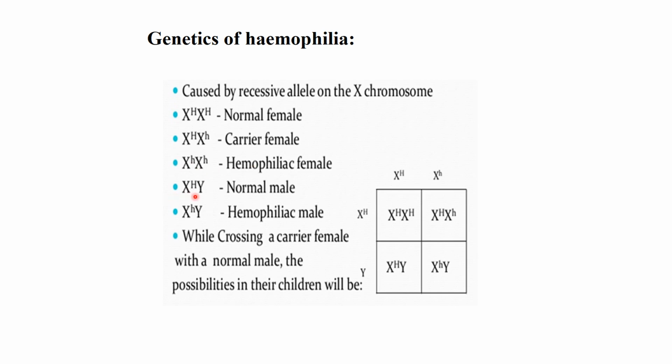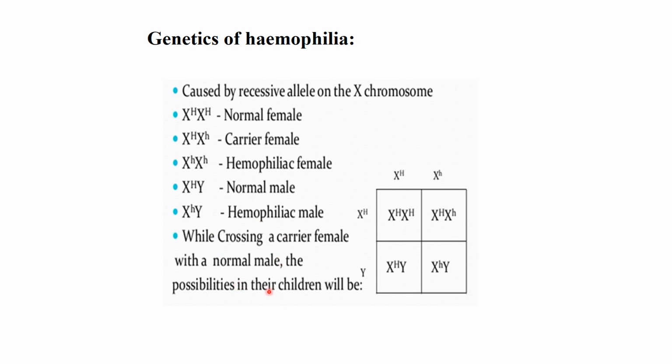If the allele on the X chromosome in the male is dominant, then the male is normal. If the allele on the X chromosome of the male is recessive, then the male will become hemophilic. While crossing a carrier female with a normal male, what will the possibilities be in their children?